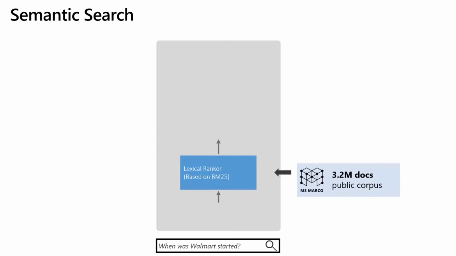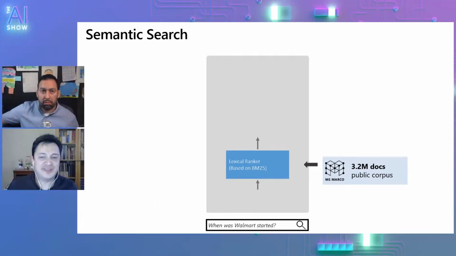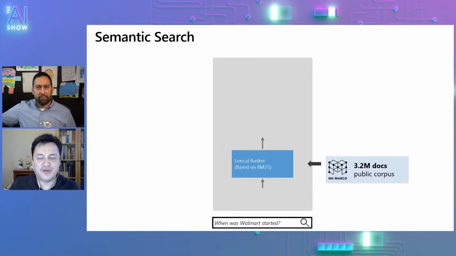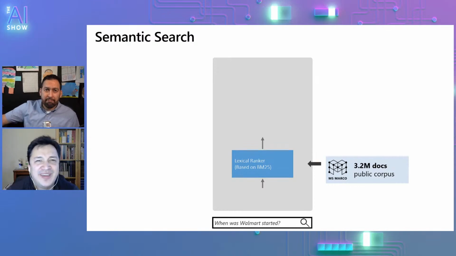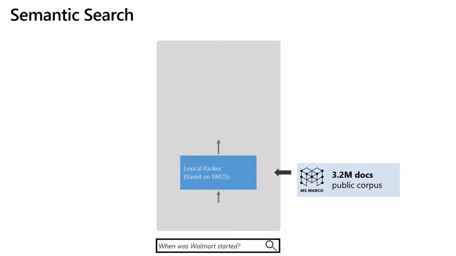Let's say that I have a query: when was Walmart started, right? And I have a corpus of information. In this case, I am going to use a corpus that has 3.2 million documents. It's a big, complex corpus. It's very likely to have a bunch of documents that have similar terms to my query. And by the way, the MS Marco corpus is one that you can play with yourself. It's a publicly available corpus.